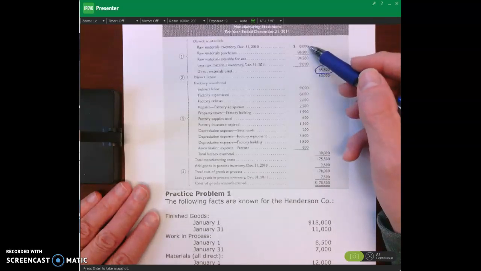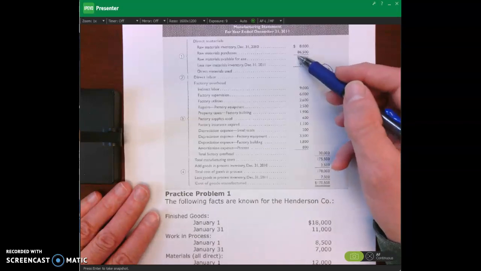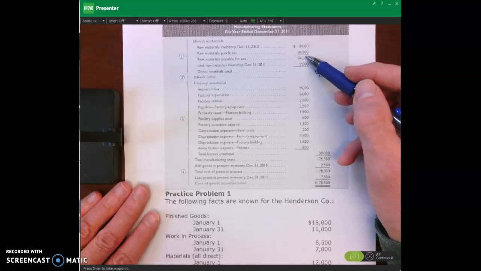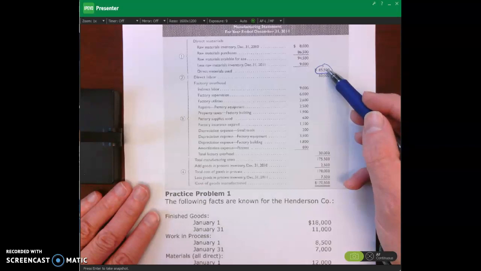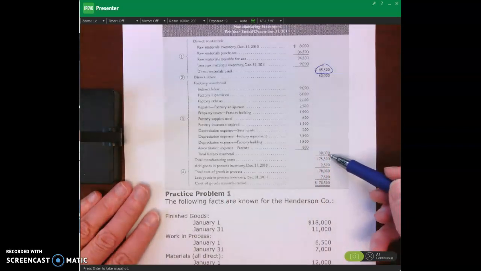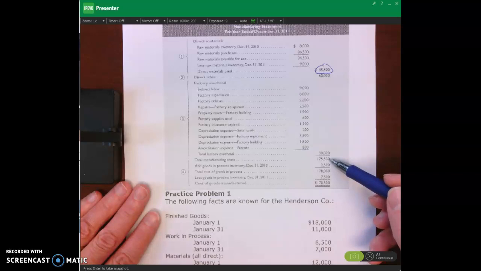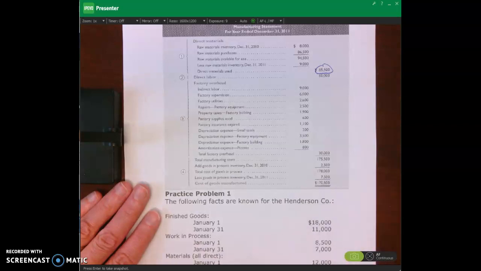We say, here's our beginning, the cost of our beginning materials, plus the cost of any additional materials that we purchased. That gives us the total cost of the materials that we could use, minus the ending, what we didn't use, that is the cost of the materials that we did use. Plus our direct labor, plus all of our overhead right here, gives us our total manufacturing costs. This is the cost of our beginning WIP, minus the cost of our ending work in process inventory, gives us our cost of goods manufactured.